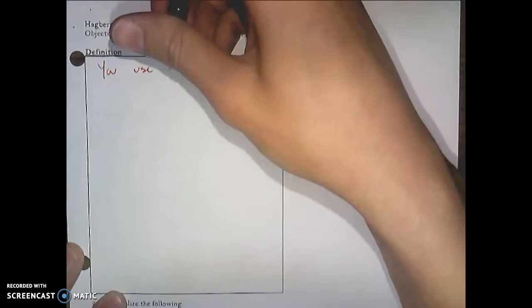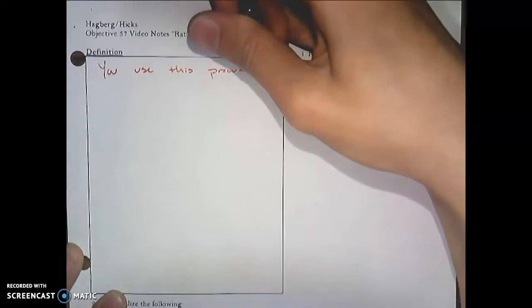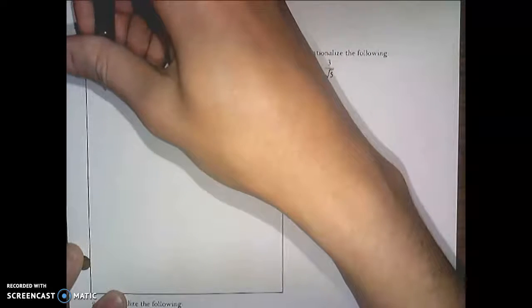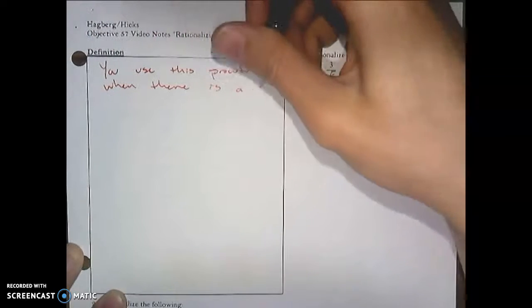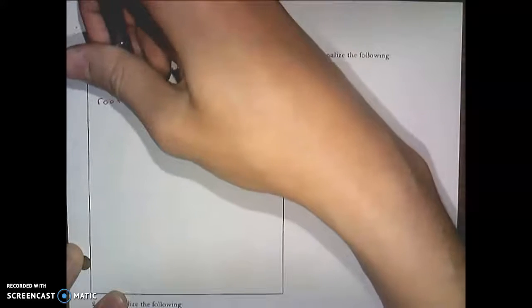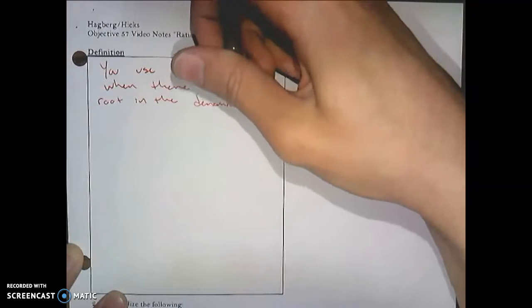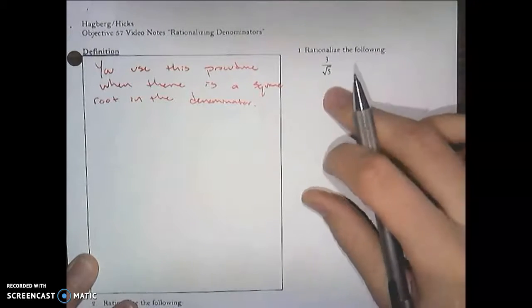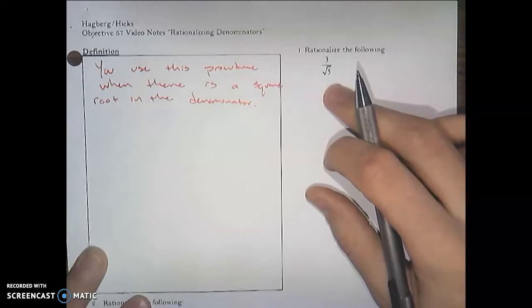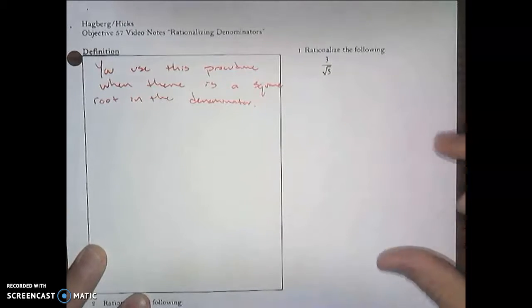So we use this procedure when there is a square root in the denominator. So an example is right here to the right. We've got 3 over the square root of 5. Can't have that. We've got a square root in the denominator. So we have to follow this process. So let's talk about each step.